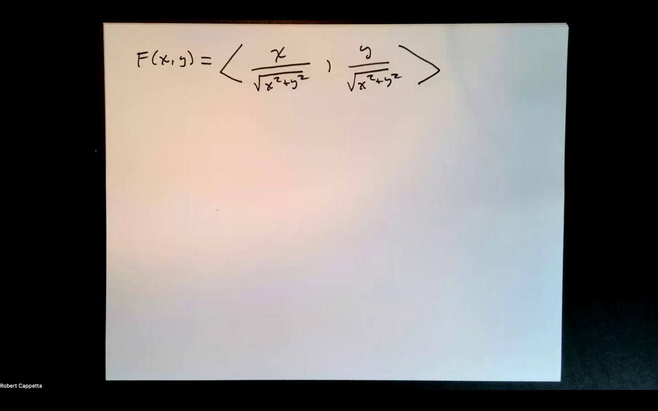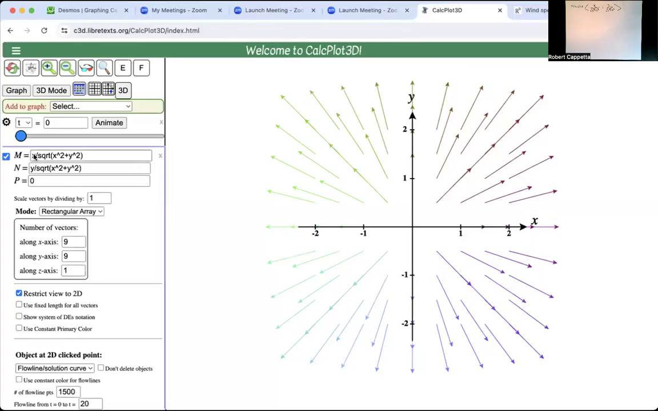This time we have f of xy is x over the square root of x squared plus y squared, comma y over the square root of x squared plus y squared. Do you see what the size of each of those vectors will be? So think about that for a few seconds as we go back to the app to identify what that vector field looks like. So you'll notice I have x over the square root of x squared plus y squared in the m direction, y over the square root of x squared plus y squared in the n direction.